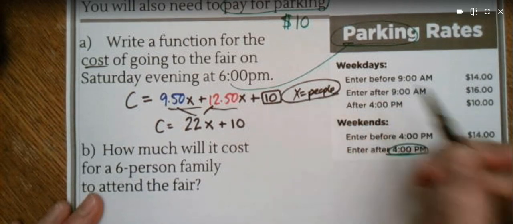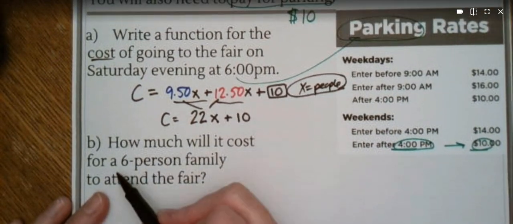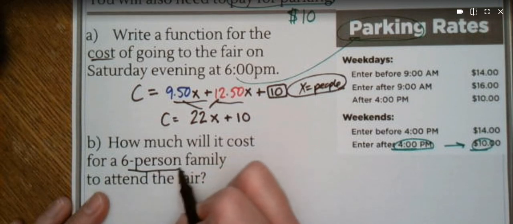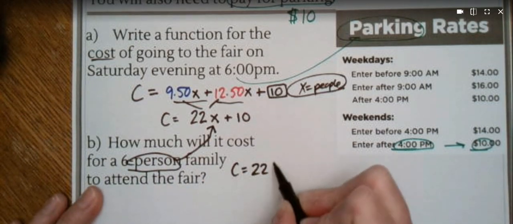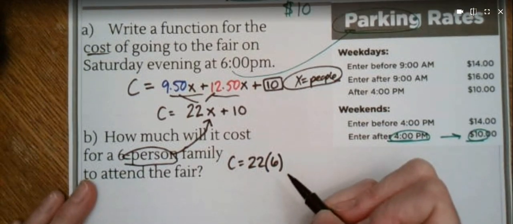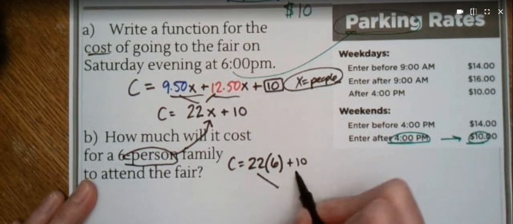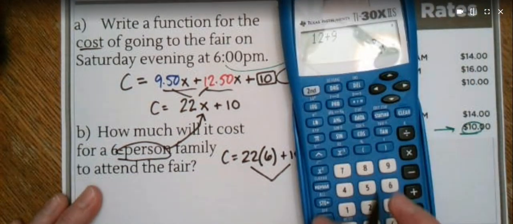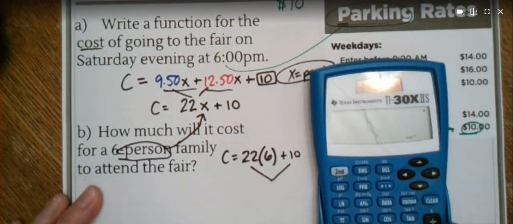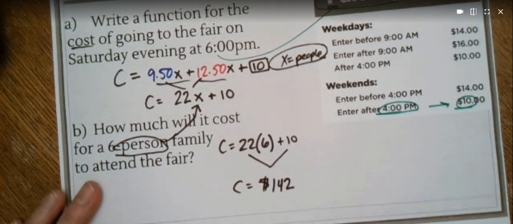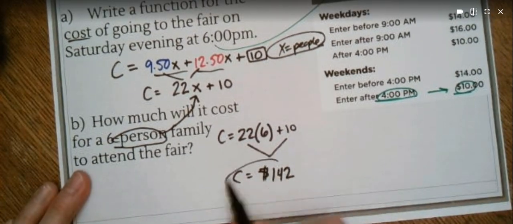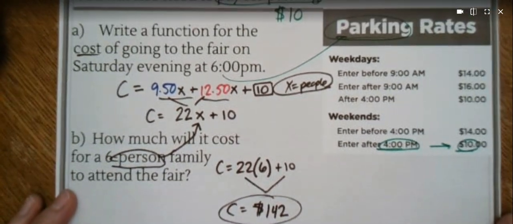All right. So now it says, how much will it cost for a 6-person family to attend the fair? 6 people. I can now plug in 6 people into my function. The cost will be $22 per person, so I multiply it by 6 plus the $10 parking fee for all of us to fit in the van, right? So then I'm just going to simply use the calculator, and I can take 22 times 6 and add the 10 and get a cost of $142. So the cost is $142 for all of these people to go to the fair.